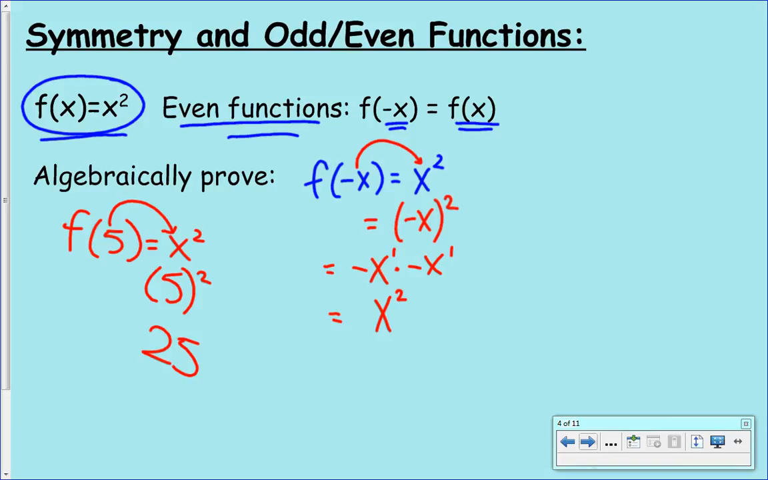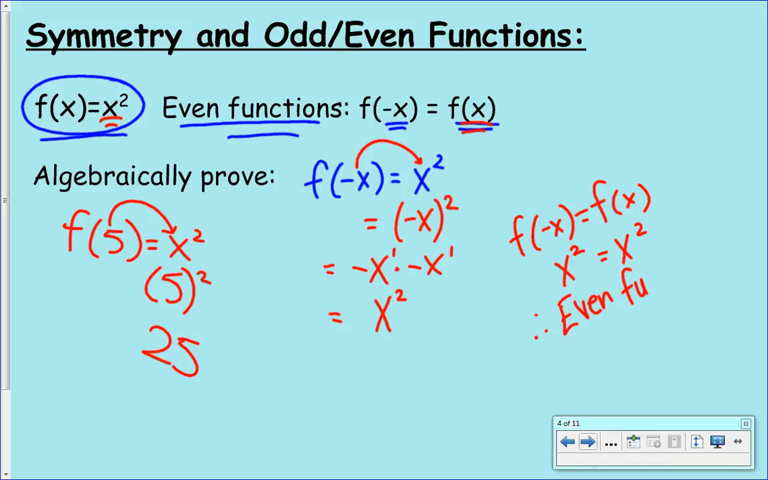Is that the same as our original function f of x? Yes, it is. So now I could say, well, f of negative x does equal f of x. They're both x squared. Therefore, that's what those three dots mean. It's an even function.